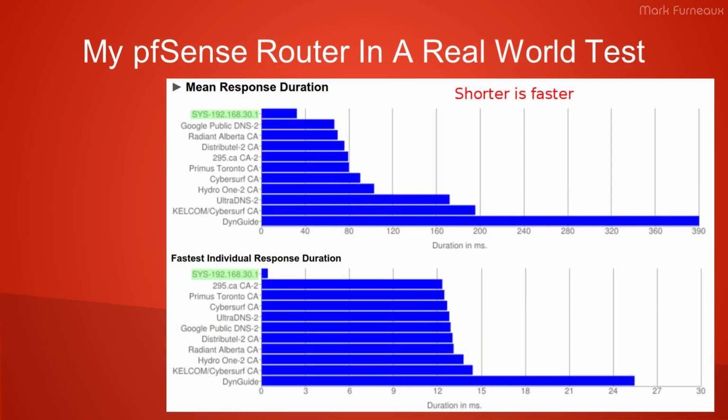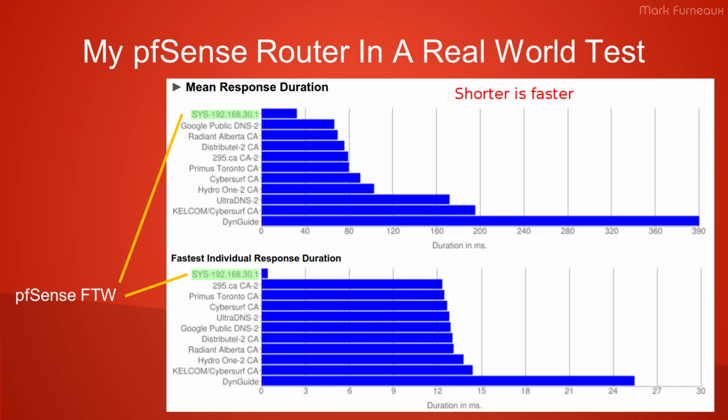And if you still aren't totally convinced that Unbound really does have a profound impact on performance, this is my real pfSense router. This is running 2.2.6, and it's running dnsmasq actually. But this is a real-world test that I generated, and you can see my router, which I've highlighted in green here, it's at the top. It is the fastest. In this case, the shorter bars are faster. They're a shorter round trip time.